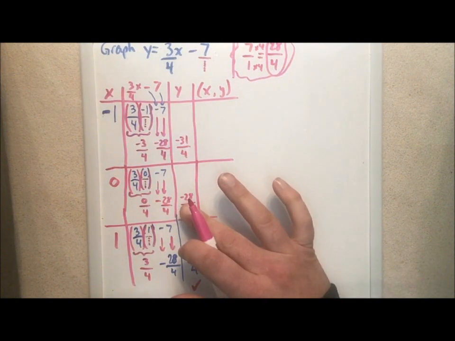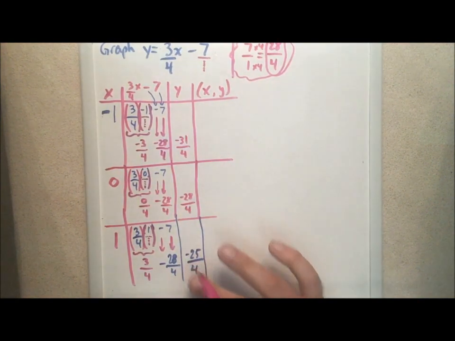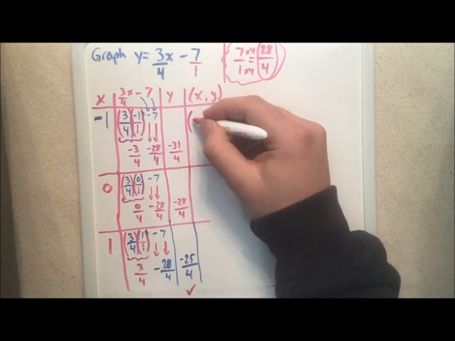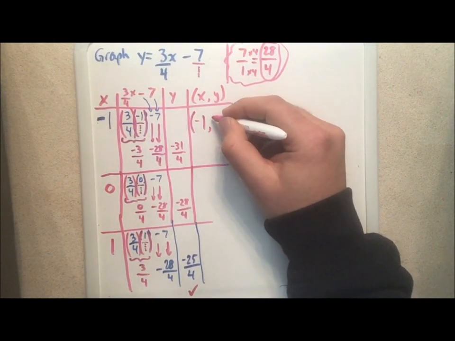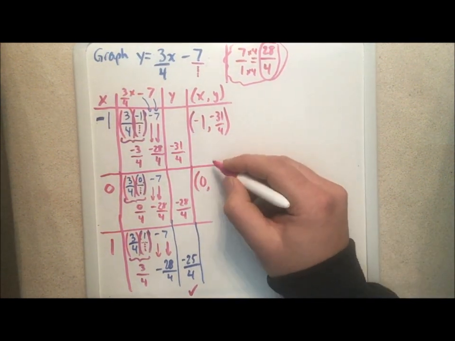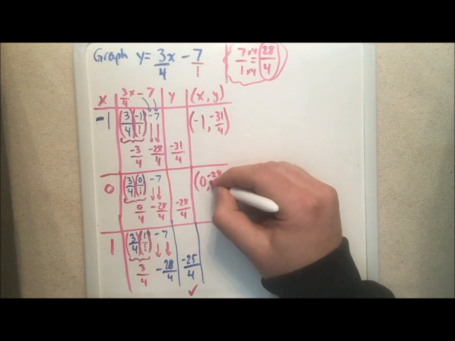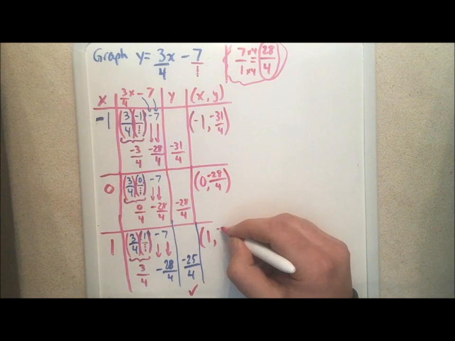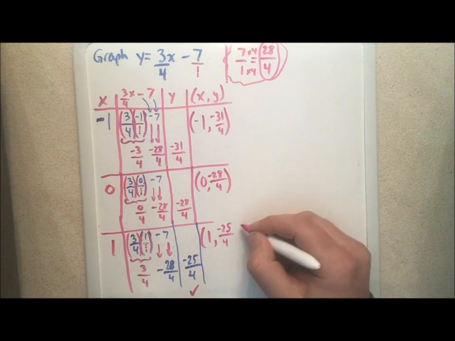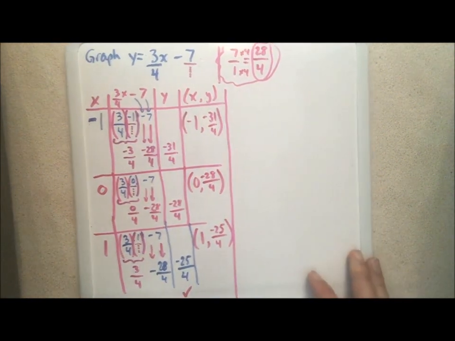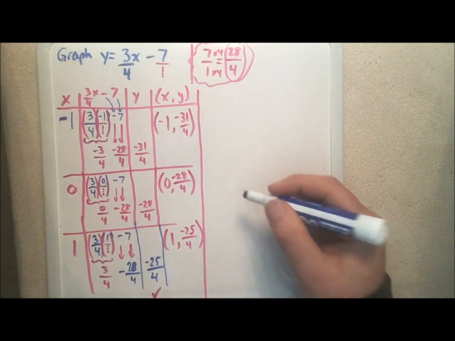31 to 28, that's up by 3. 28 to 25, that's up by 3. So we're good to go. And then we just bring our information over. When x was minus 1, our y was negative 31 over 4. When x was 0, our y was negative 28 over 4. And when x was 1, y was negative 25 over 4. No problem. Now graphing this thing is going to be a little different.